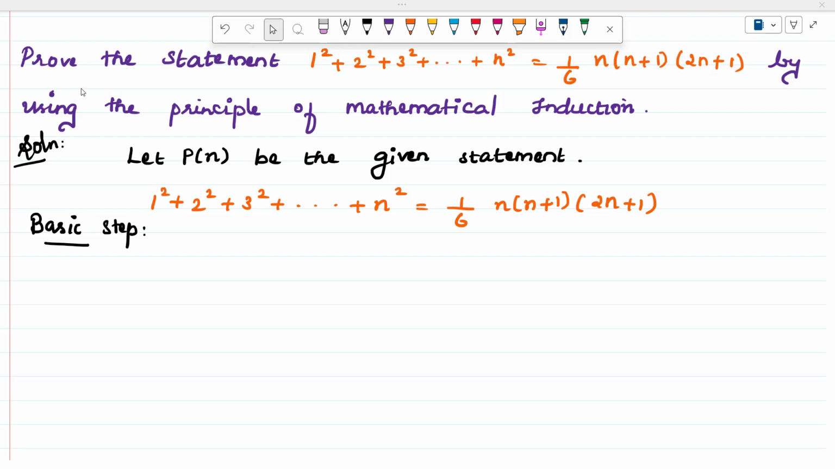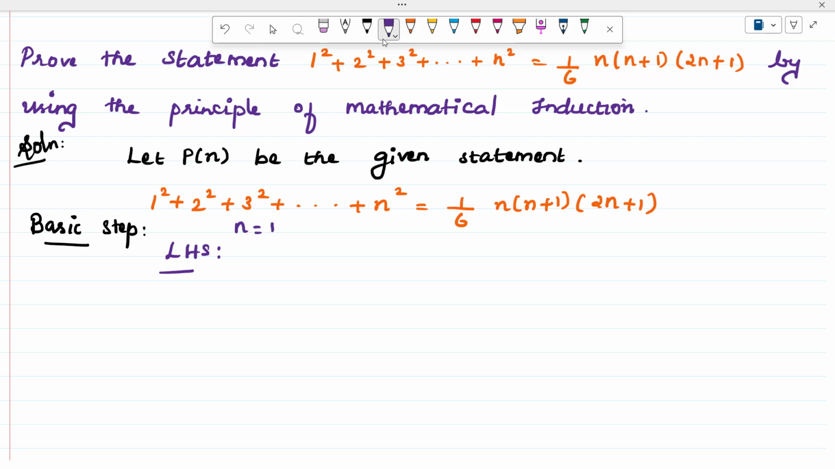First of all, you have to consider the given statement as P(n). So let P(n) be the given statement. First you have to prove the basic step. The basic step is for n equal to 1, we have to prove the given statement is true. So for the left hand side, LHS, in the place of n you have to replace 1.